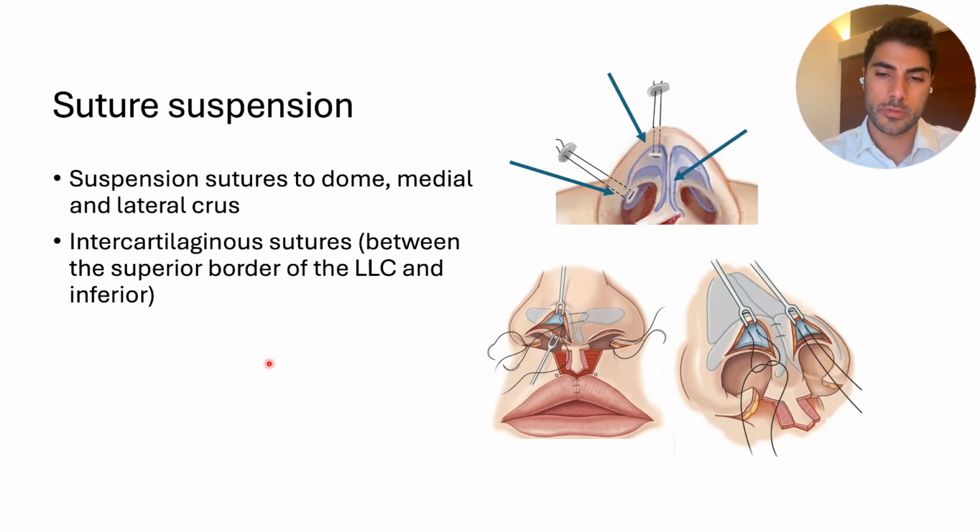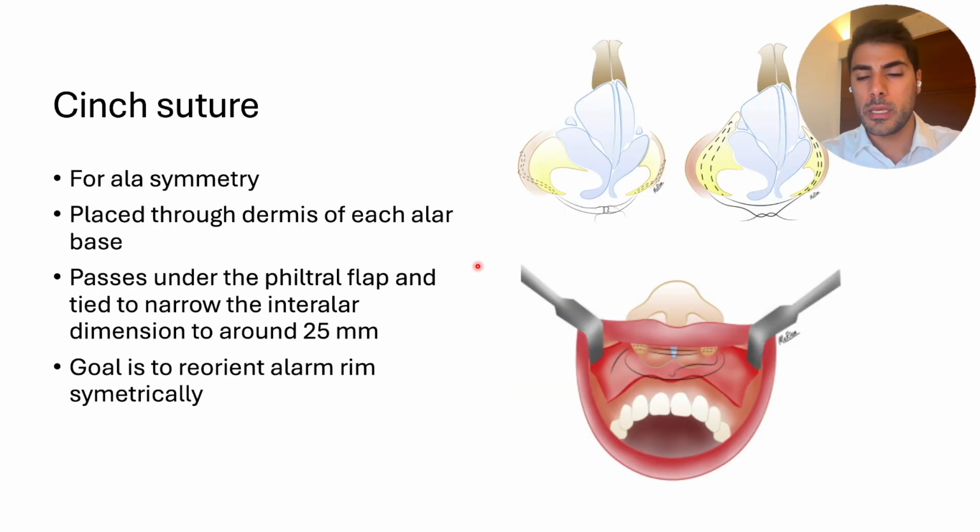As we said earlier, after we free the cartilage, we apply suture suspension to these cartilages in order to fixate them, so we can put it on the lateral crus, the medial crus, dome, and interdomal. Here we can also apply cinch sutures. Why? Because we are fixing both alae, so we want them symmetrical. What the cinch suture does is ensure symmetry. It will approximate both sides in an equal manner in order to ensure symmetry in the radii.